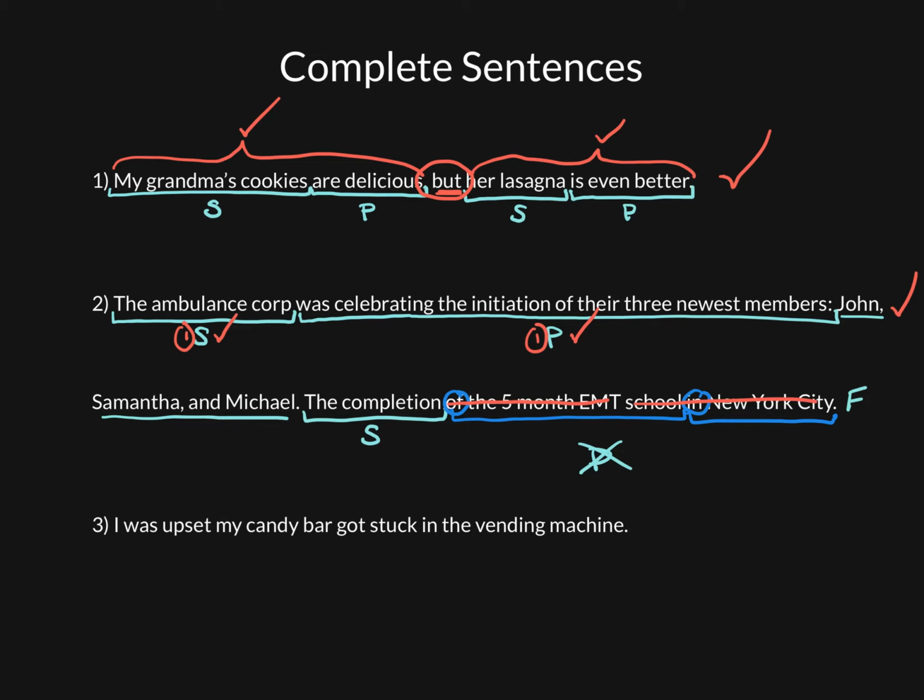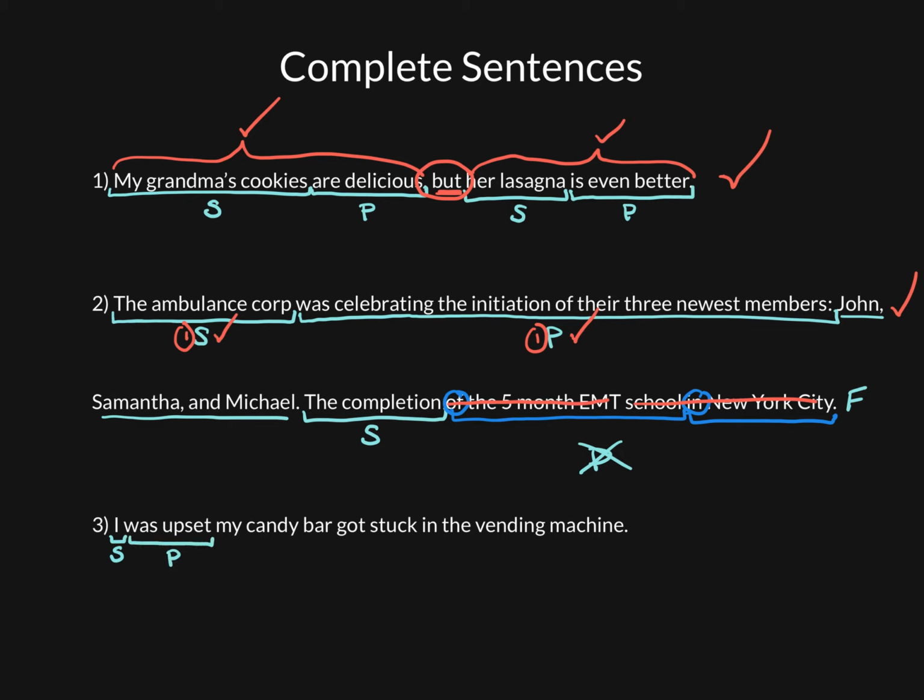Now, our next sentence, we have: I was upset my candy bar got stuck in the vending machine. So here, initially, it sounds like a correct sentence. However, let's double check, see if we have subjects and predicates. So here we start with "I." The sentence is talking about I, and what was I doing? Well, I was upset. So that's our predicate.